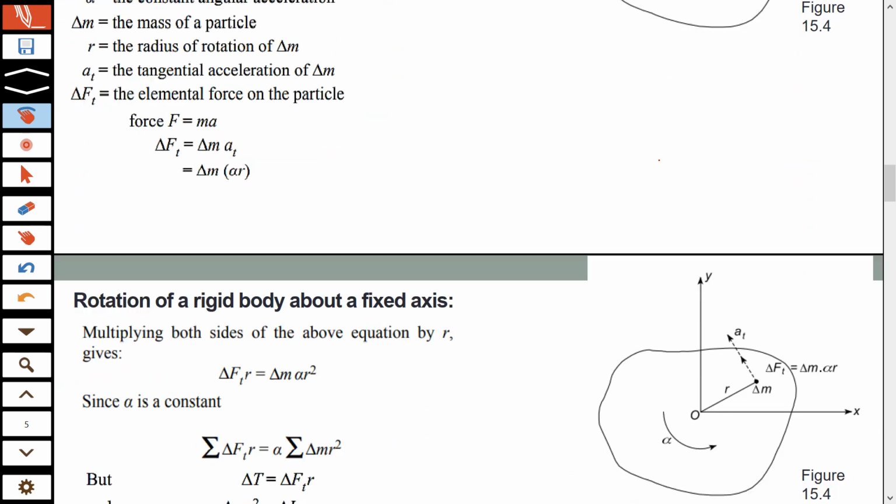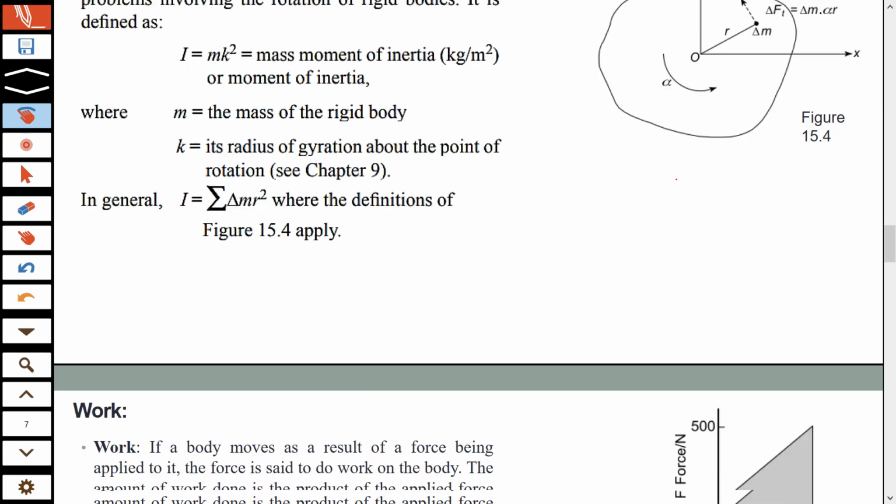ये मैं skip कर रहा हूँ क्योंकि हम किसी और स्टेज पे कर लेंगे. I think we are not yet ready for this.